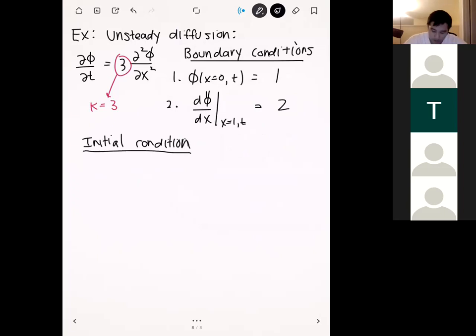Just like I mentioned earlier, since we're doing an unsteady problem here, we also need an initial condition that defines what our solution looks like at t is equal to 0.